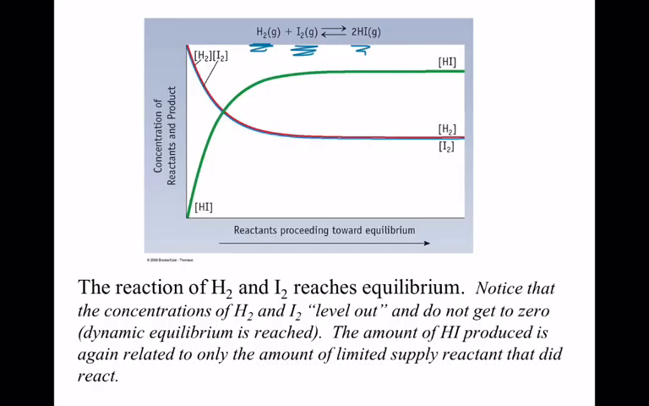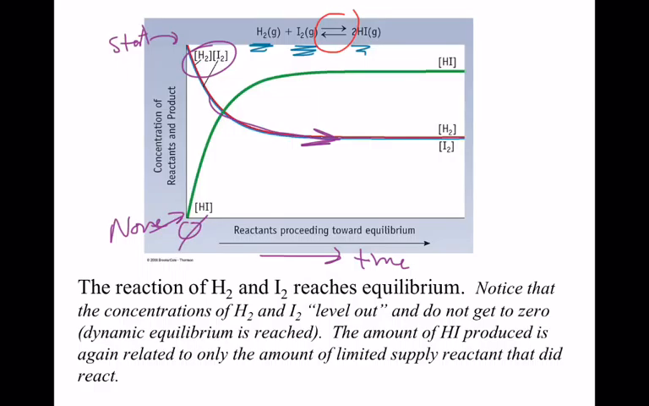But notice that it not only goes from left to right, but it also goes from right back to left. If we look at how it proceeds, this is time. What they said is that you started out with all of the H2 and I2 and none of this. Along the y-axis is concentration, so this is 0. Given some time, your reactants will decrease, but notice they won't go to 0. They'll steady out. This is what we call equilibrium concentrations.